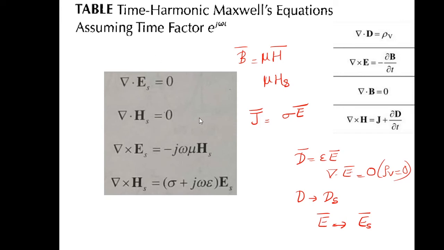The first two equations are the same. Here and here, ∂/∂t is replaced by j omega, and in Phasor form it is written like this, E_s, which shows that it is a function of only the space variables like x, y, z, and it is independent of time.